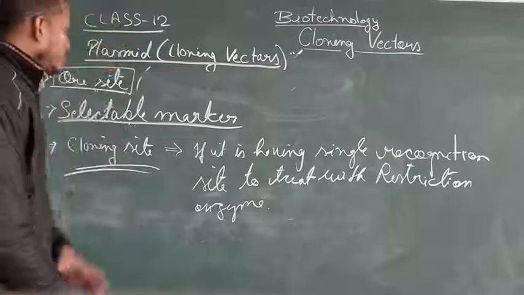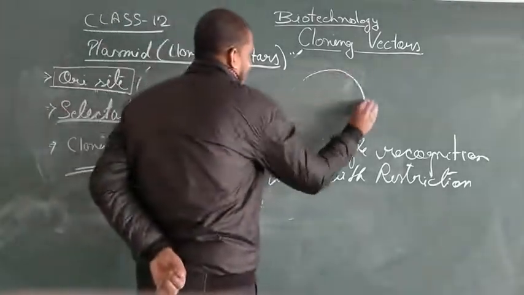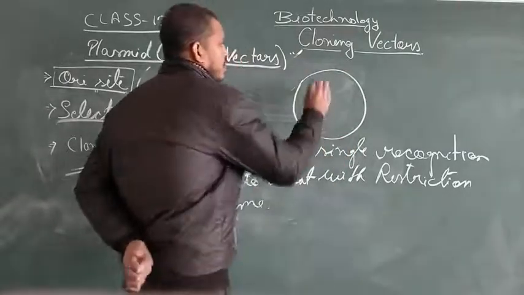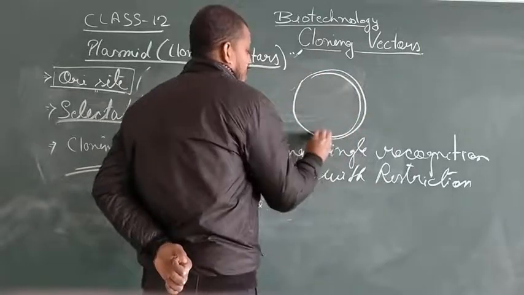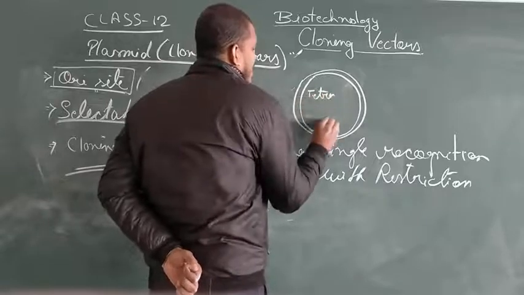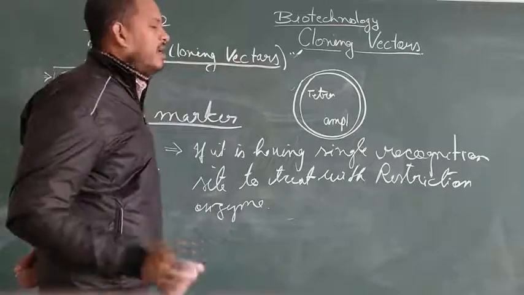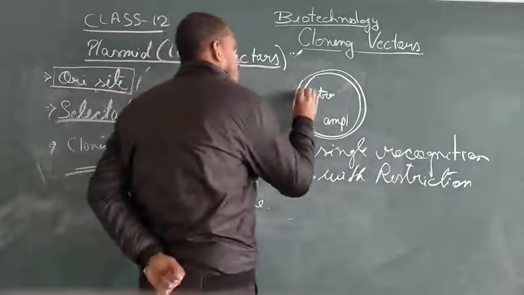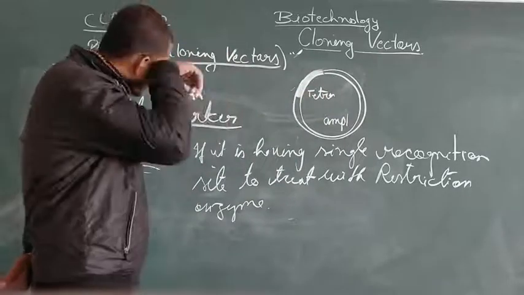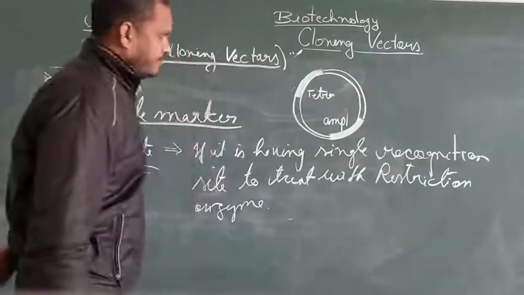So what do we do for this? I told you that in the case of E. coli, pBR322 has antibiotic resistance genes, that is selectable markers, one for tetracycline and another for ampicillin. Suppose that from here to here the sequence is responsible for tetracycline, and from here to here it is responsible for ampicillin.